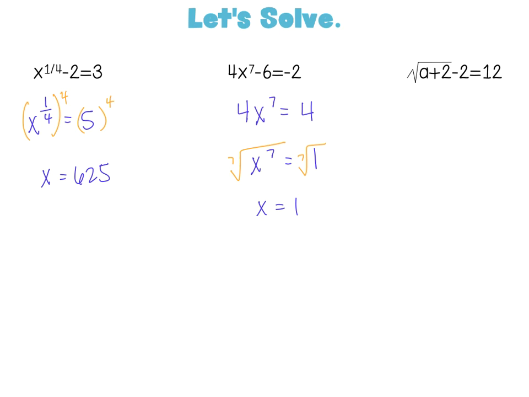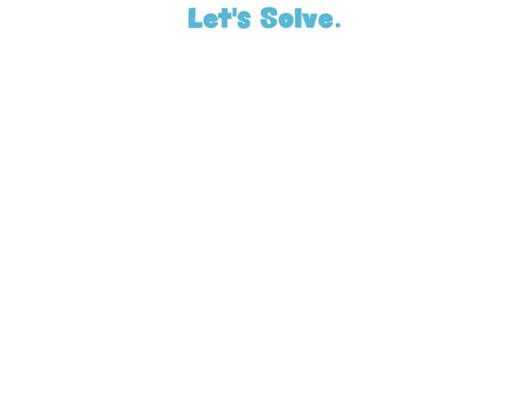I'm going to add 2 on both sides first. In order to get rid of that square root, I need to square. Those will cancel, so I'm just left with a plus 2, and on the other side I've got 196. And last step is to subtract 2. All right, let's do a couple more examples.